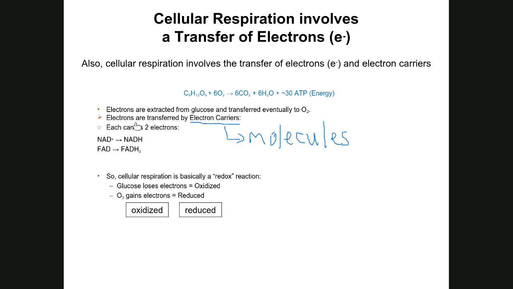Electrons stripped from glucose and glucose-derived products will be transferred to stage 3, where eventually they end up being accepted by O2. They will be transferred by molecules called electron carriers. There are two types of electron carriers, which I'm showing you here and here. But I'm showing you each electron carrier in two different forms.